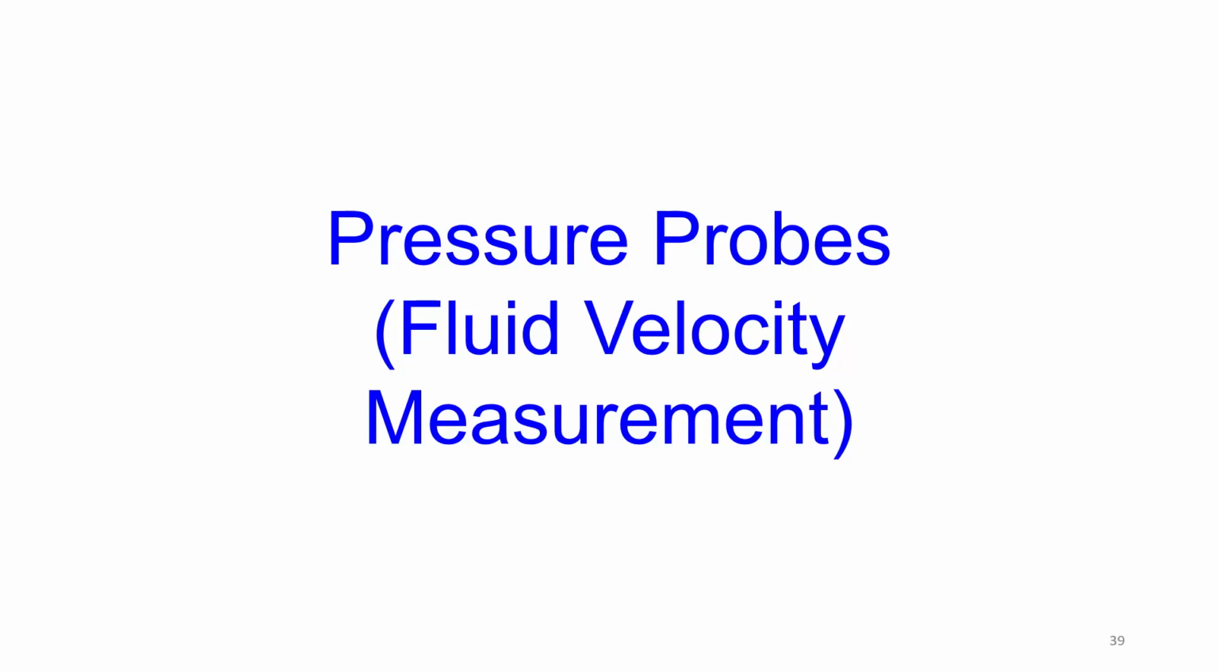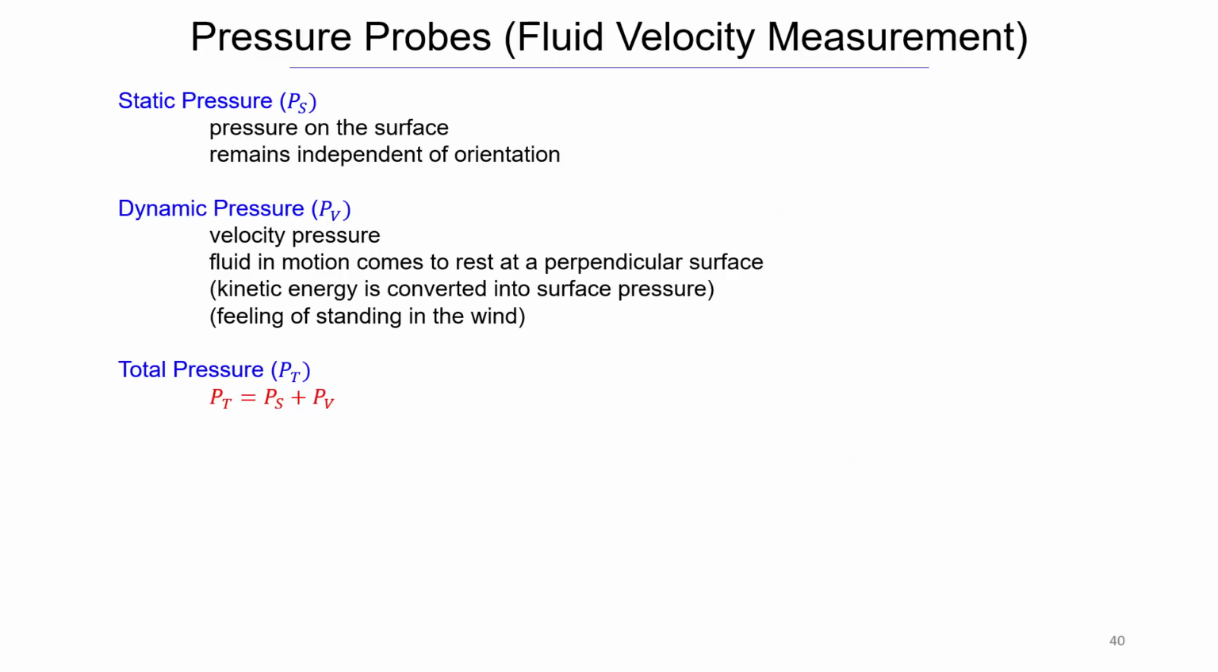So here we're more specifically discussing fluid velocity measurement. We need to define or review a few things that you probably already know the definition of. The first one is static pressure. So we use P with a subscript S. This is the pressure on the surface. It remains independent of the orientation. This would be like the pressure, say if you blew up a balloon, it would be the pressure pressing on all different sides of it.